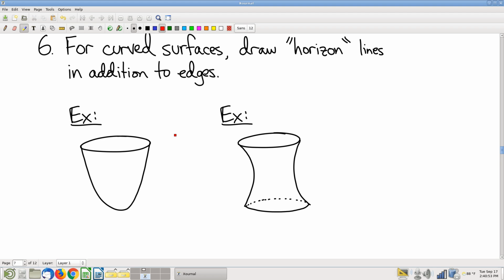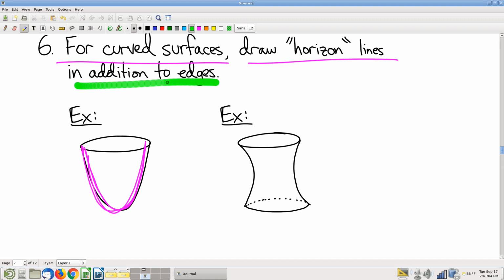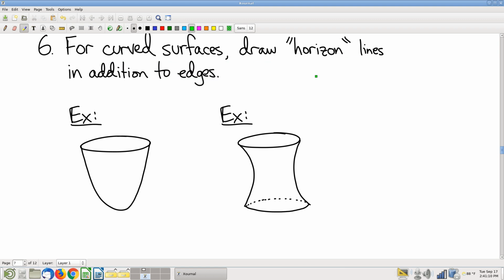Okay, so for curved surfaces in particular, drawing horizon lines is a big deal. So this is a horizon line. This is an edge. Okay. So that's a tool that you have to keep in mind when you're drawing curved surfaces. Here's another example. Here's a curved surface. This is a hyperboloid, if you've gotten that far into a multivariable calculus class.